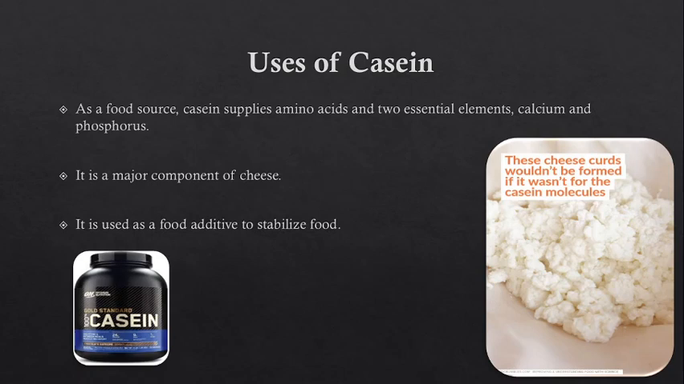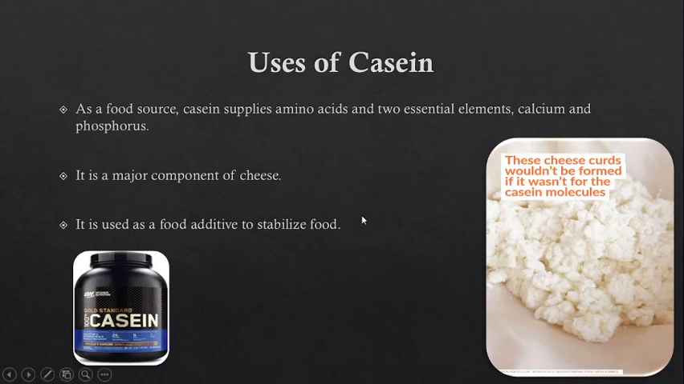Because of casein's property to absorb moisture, the cheese looks like curd. In the cheese the casein is there, and casein loves to bind with water, so in the cheese the water will be there along with the casein. That gives the appearance of curd to the cheese. So the curd appearance of the cheese is due to the casein.